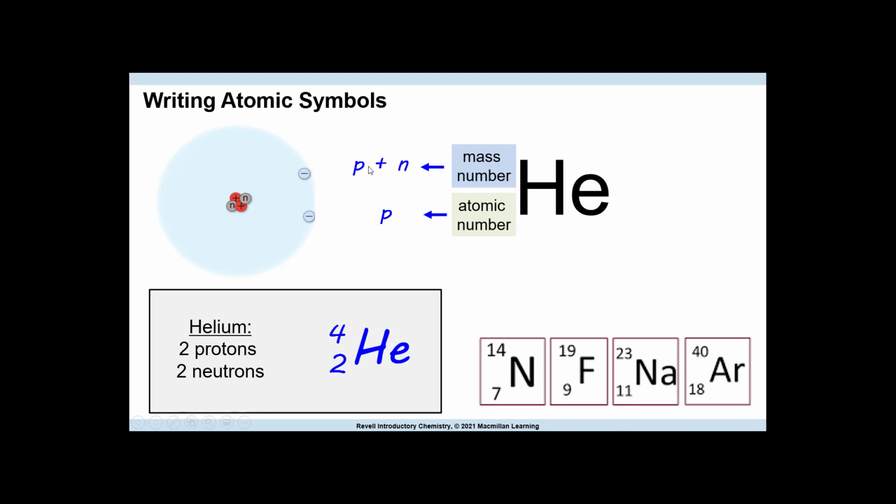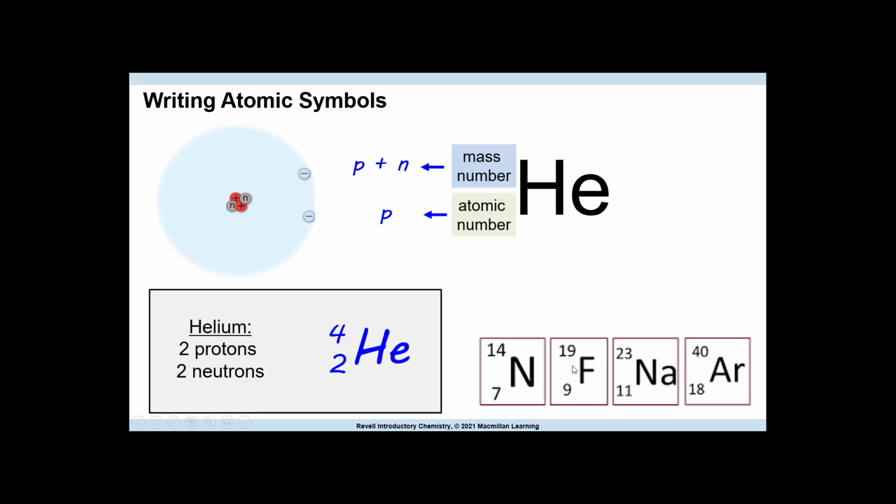Mass number always goes on top. That's the proton plus the neutron number, the total. And the atomic number, the protons, is on the bottom. This is helium. Why is this helium? Because helium has 2 neutrons and 2 protons, so that makes the mass number 4. And remember that address I was telling you about? It's 2. So it is helium.